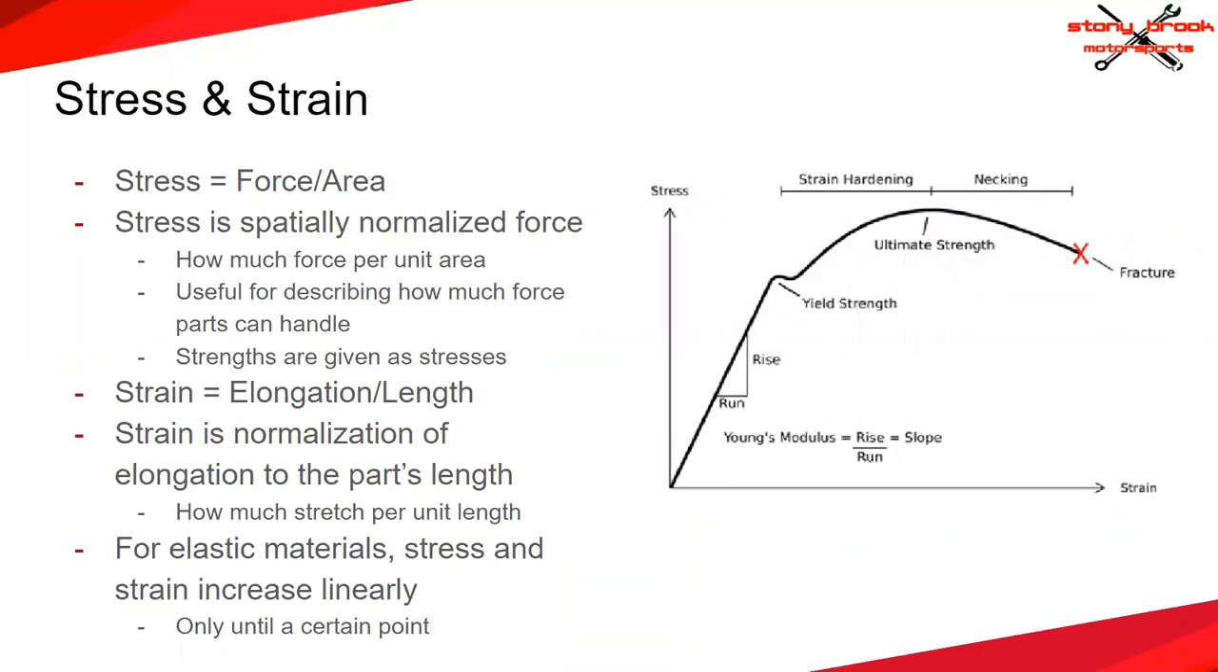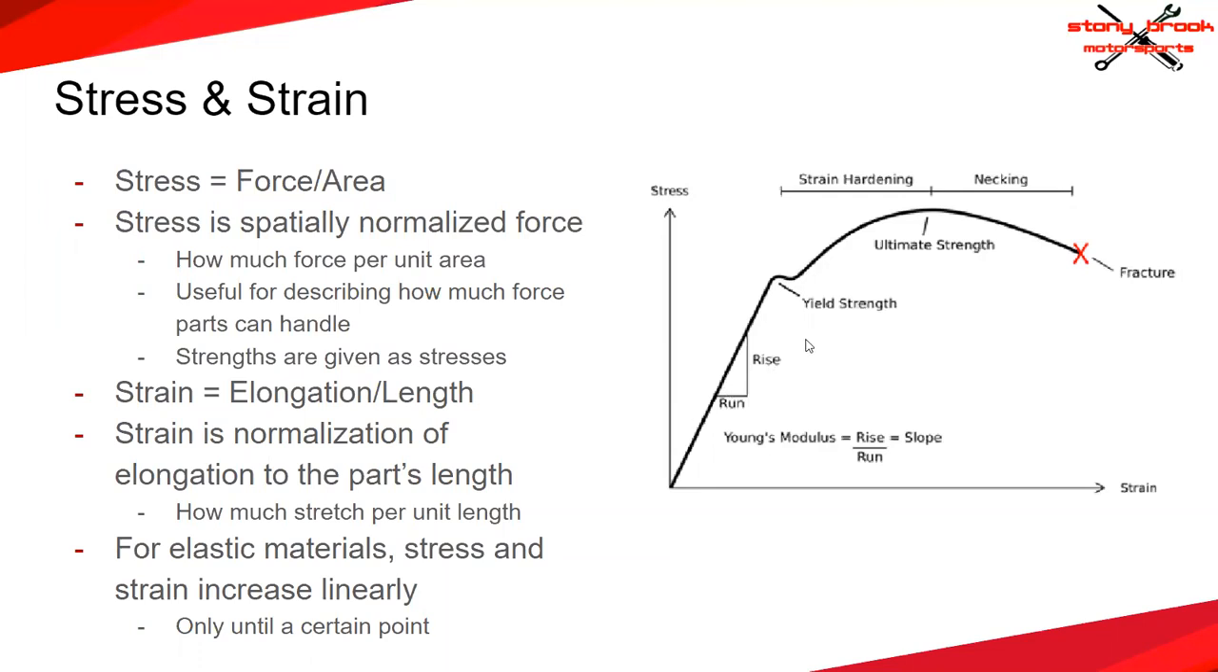For what are known as elastic materials, which are ones that are a bit more stretchy, I guess the better term to use is ductile, stress and strain increase linearly, though only up until a certain point. Taking a look at the graph on the right, this is the graph of stress versus strain. Especially if you're in mech, you'll be seeing this graph probably a thousand million trillion times. You'll eventually get tired of it, but I just want to go over it real quickly because it is important to understand.